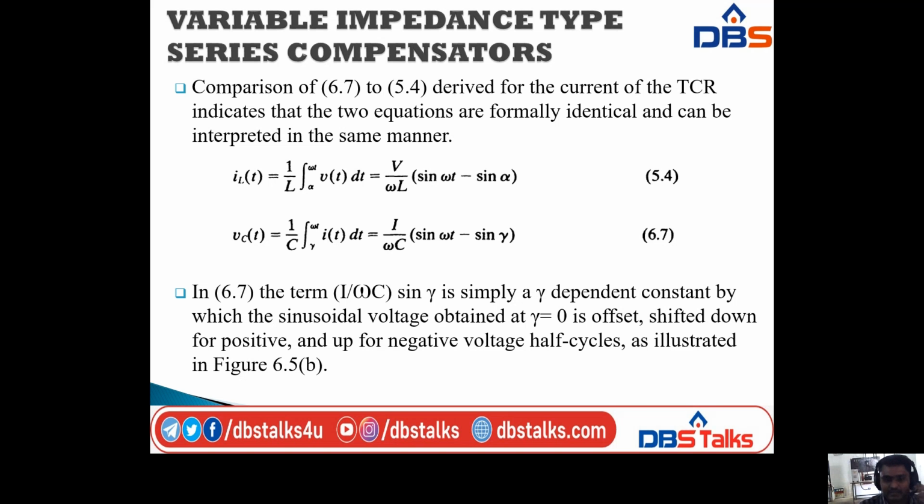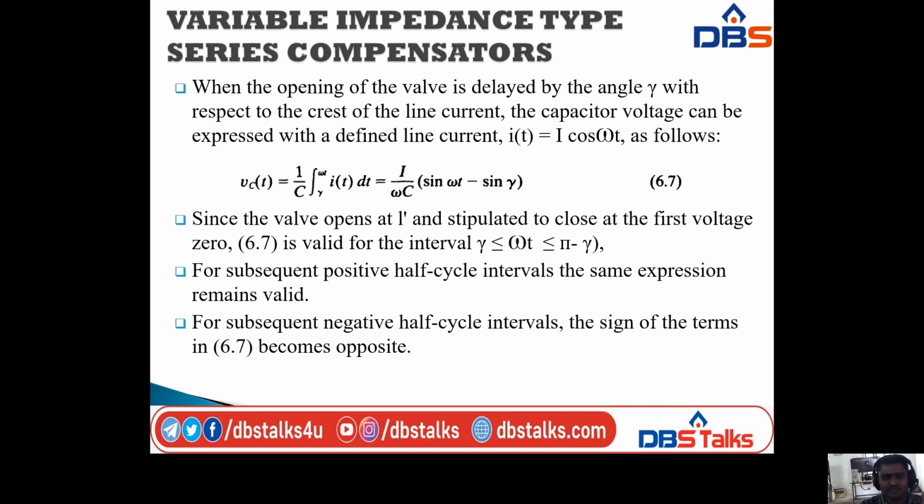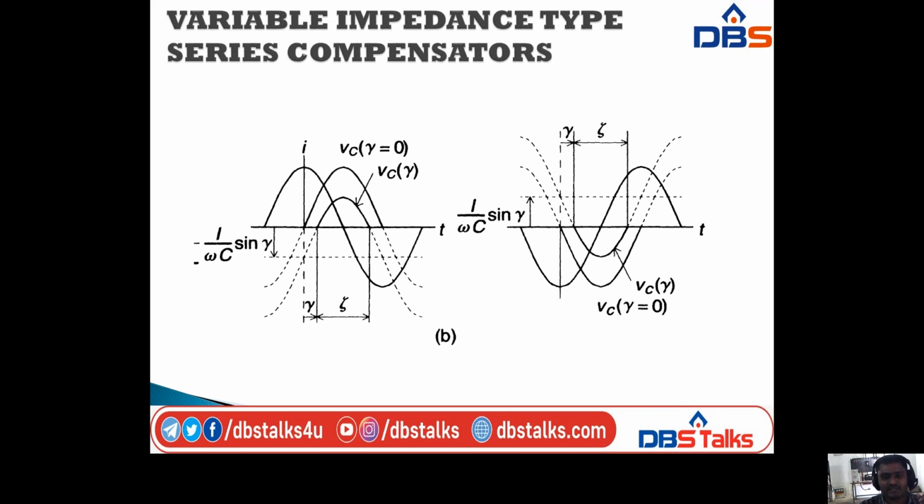Next, in the 6.7 form, that is Vc of t equal to 1 by omega C into sin omega t minus sin gamma, the term 1 by omega C into sin gamma is simply a gamma dependent constant by which the sinusoidal voltage obtained at gamma equal to 0 is offset and shifted down for positive and up for negative voltage half cycles. This is illustrated in this diagram, showing positive and negative half cycles.